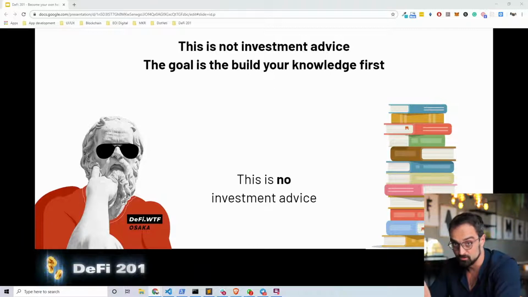This is just an introductory, and I will publish more of my personal yield hacking strategies on my blogs and in the forum later on. This is not investment advice. The goal is to build your knowledge stack first, gain knowledge, and then maybe make an investment. But that's completely up to you. So this is not investment advice.